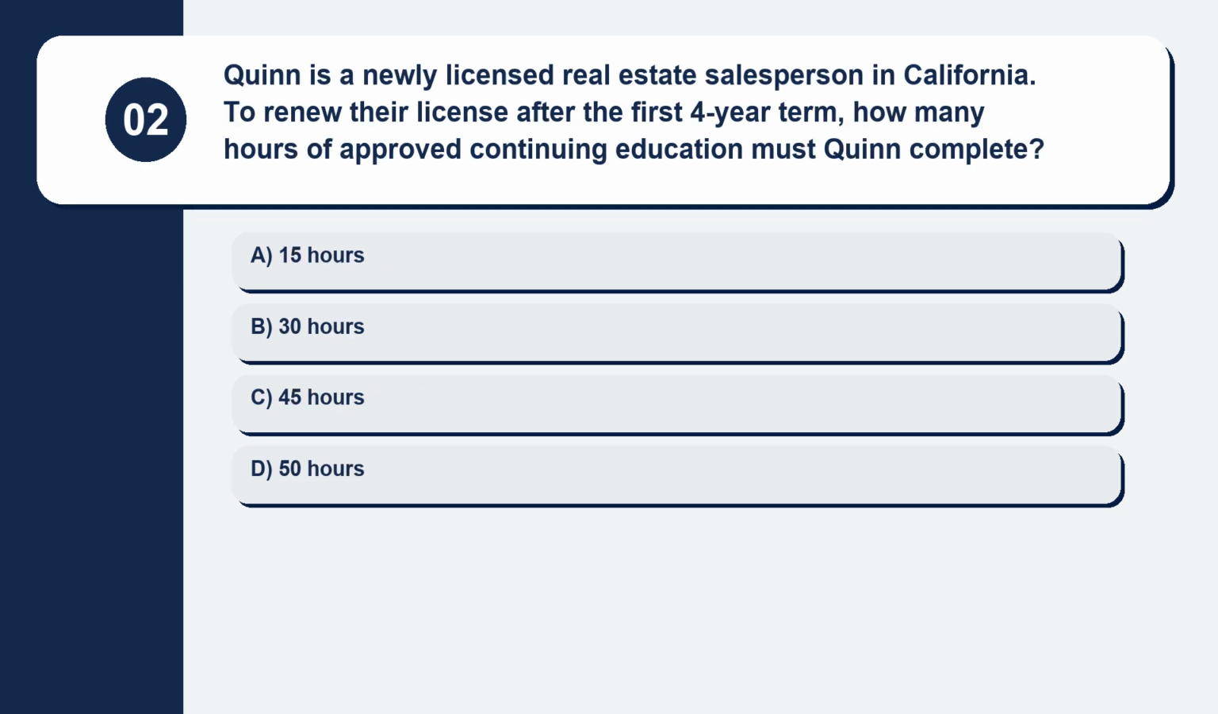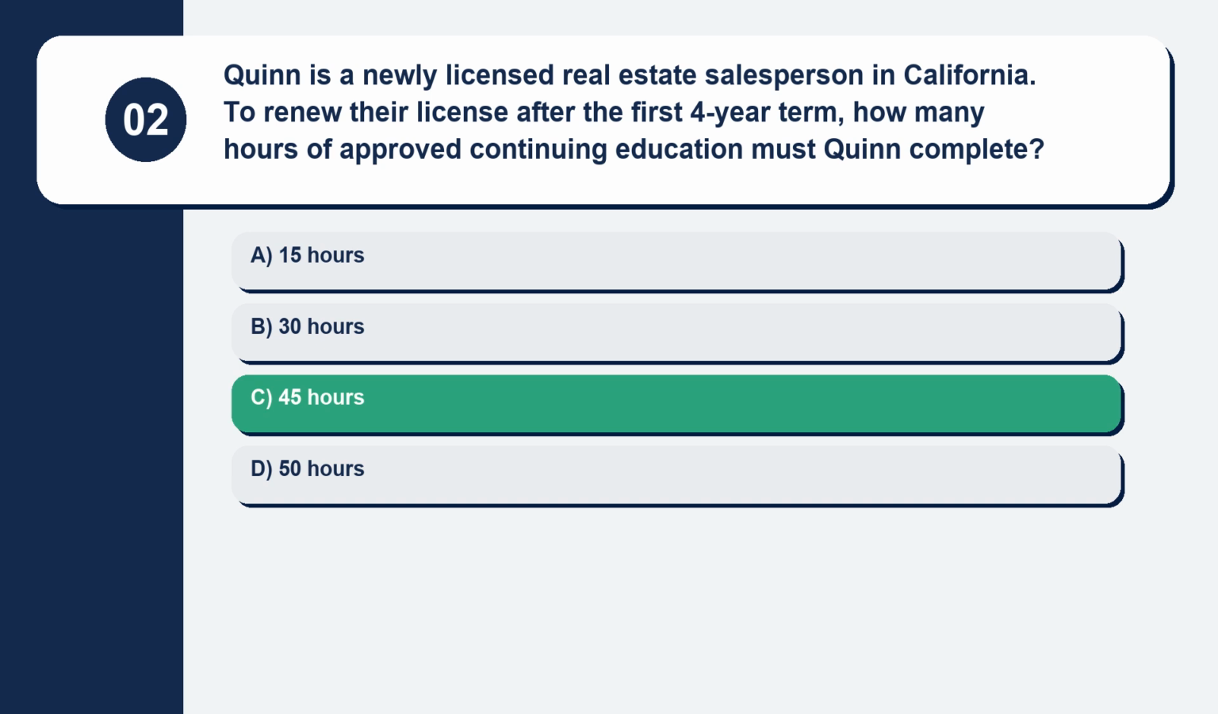Question 2. Quinn is a newly licensed real estate salesperson in California. To renew their license after the first 4-year term, how many hours of approved continuing education must Quinn complete? Here are your options. Option A, 15 hours. Option B, 30 hours. Option C, 45 hours. Option D, 50 hours. The correct answer is option C, 45 hours.